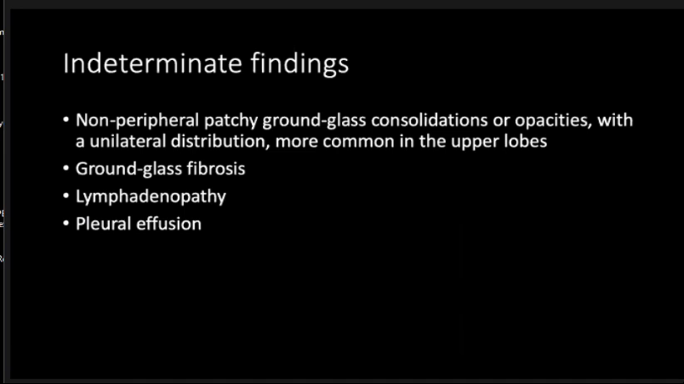Next are the indeterminate findings, which are non-specific in form and presentation since they may be seen in both COVID pneumonia and pneumonia caused by other pathogens, and even in non-infectious diseases. These are non-peripheral patchy ground glass consolidations or opacities with a unilateral distribution, more common in the upper lobes, ground glass fibrosis, lymphadenopathy, and pleural effusion.